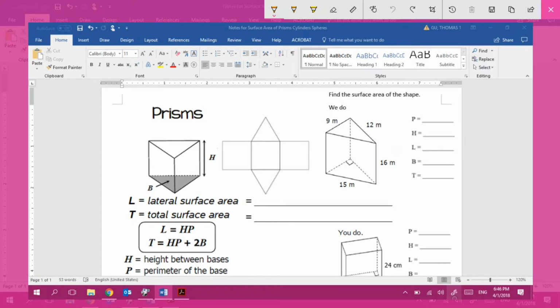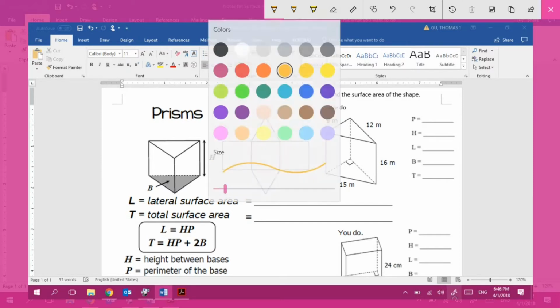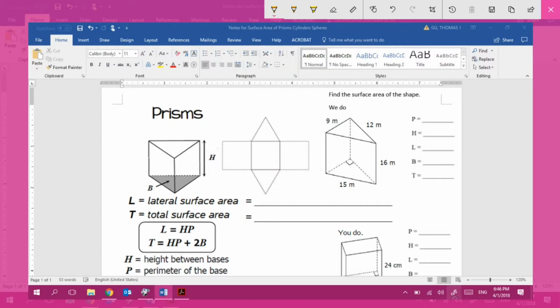So finding the area of a prism, it doesn't matter what kind of prism it is, it's going to be the same formula. You're going to take the lateral surface area, which is HP, and add that to 2B. What does all that even mean? Let's just follow the steps and it'll all make sense. So first we're going to find the lateral surface area. That's L. And how do I find that? Look at the formula down here. L equals HP. What is H? That's the height between the bases. What is P? That's the perimeter of the base.